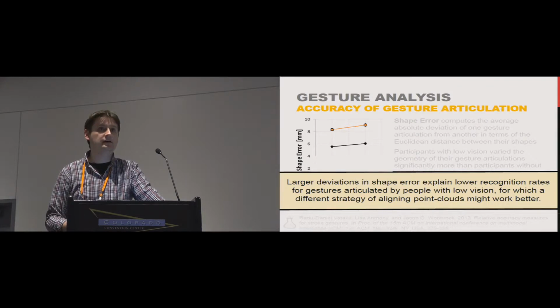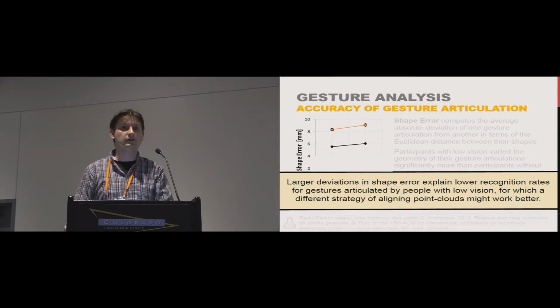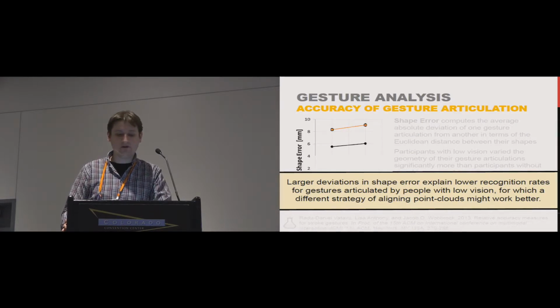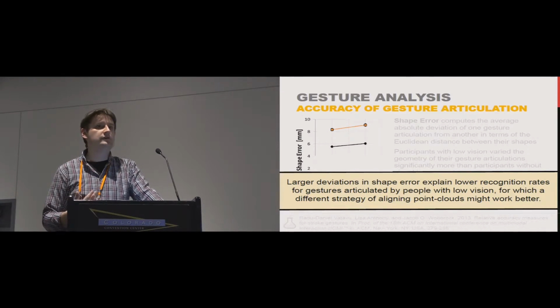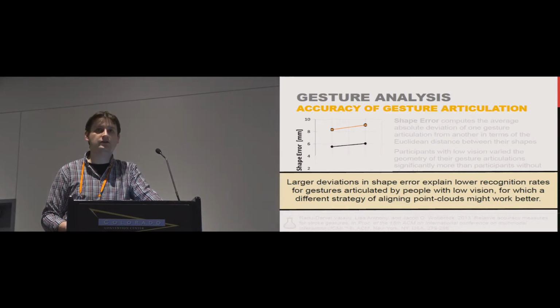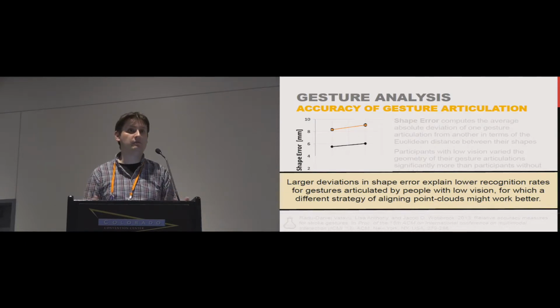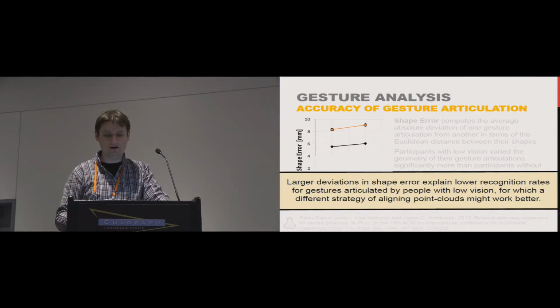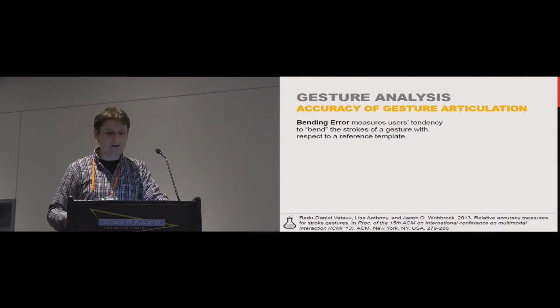So these results help to explain the differences in recognition rates that we observed earlier, and they also suggest that in order to address properly this type of variation that is observable in the gesture articulations of people with low vision, perhaps a different way to match candidate gestures to templates is in order. And I'm going to discuss that in a few moments.